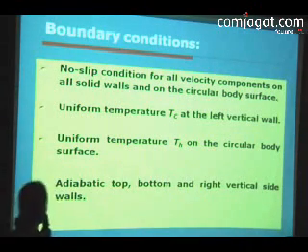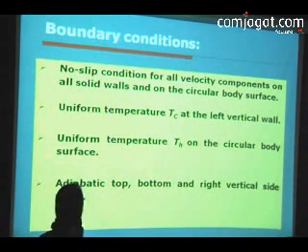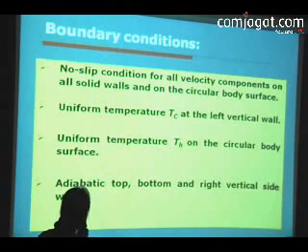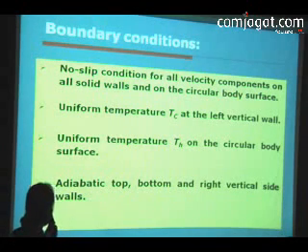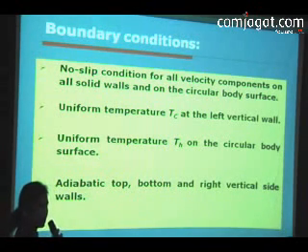Boundary conditions of the problem: no slip condition for all velocity components on all solid walls and on the circular body surface. Uniform temperature Tc at the left vertical wall, uniform temperature Th on the circular body surface, and adiabatic top, bottom and right vertical walls.